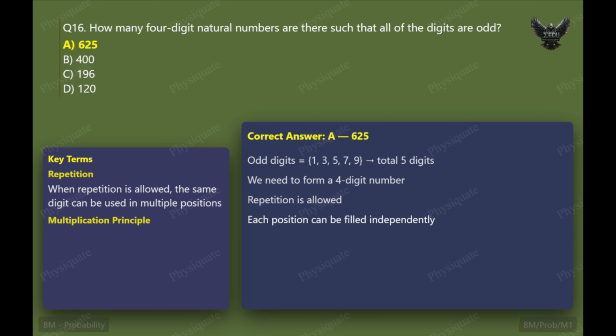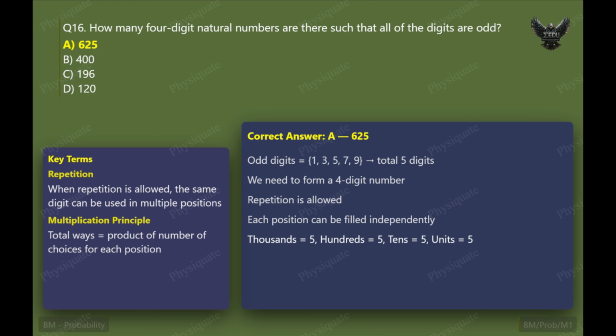Let us examine multiplication principle. Total ways equals product of number of choices for each position. Thousands equals 5, hundreds equals 5, tens equals 5, units equals 5. Total number of ways equals 5 times 5 times 5 times 5 equals 625. Thus, total number of such numbers equals 625.